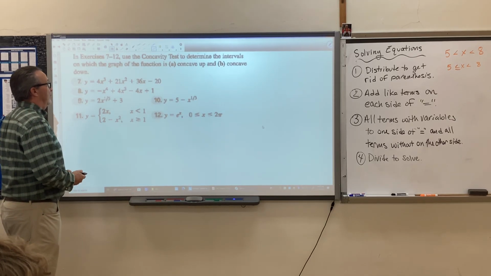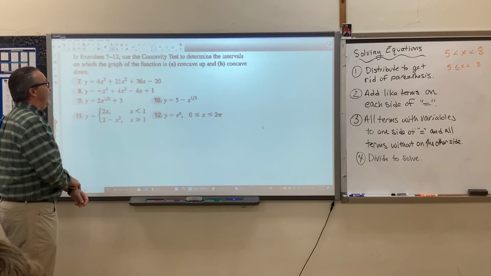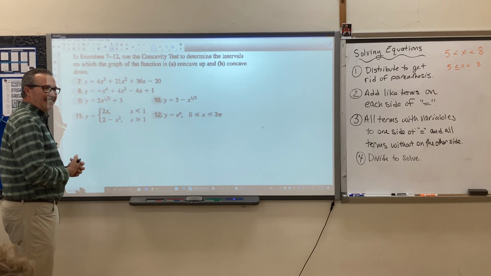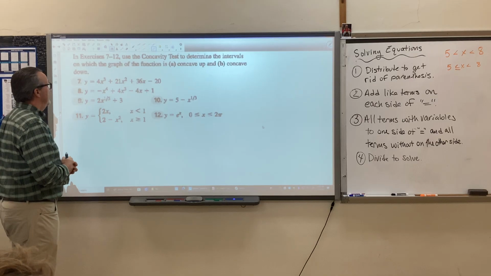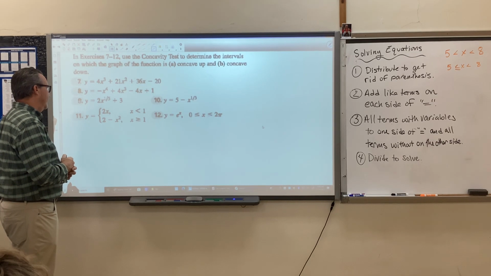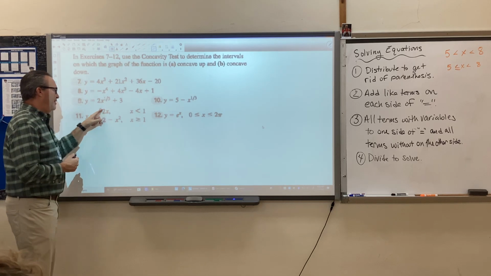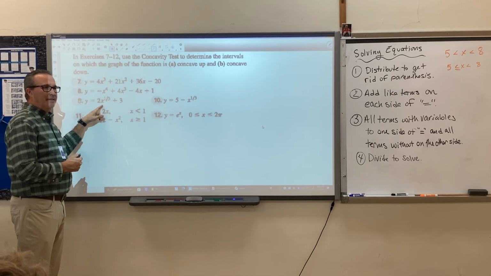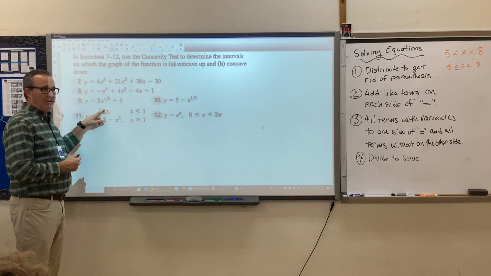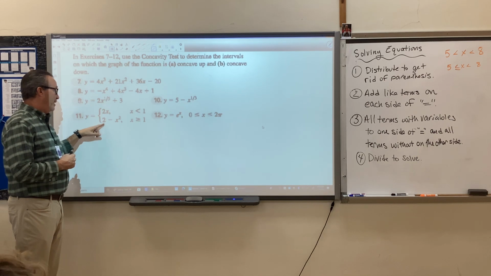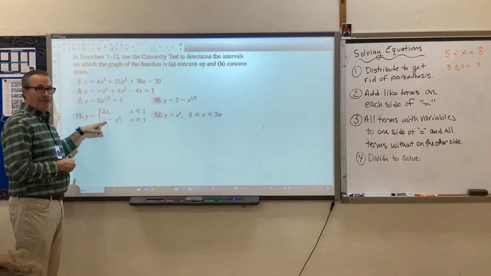Number 11. You're supposed to use the concavity test. What is that? Second derivative. Let's decide where it's concave up or concave down. Tell me about the concavity of this part of the graph. 0. There's no concavity. It's a straight line.